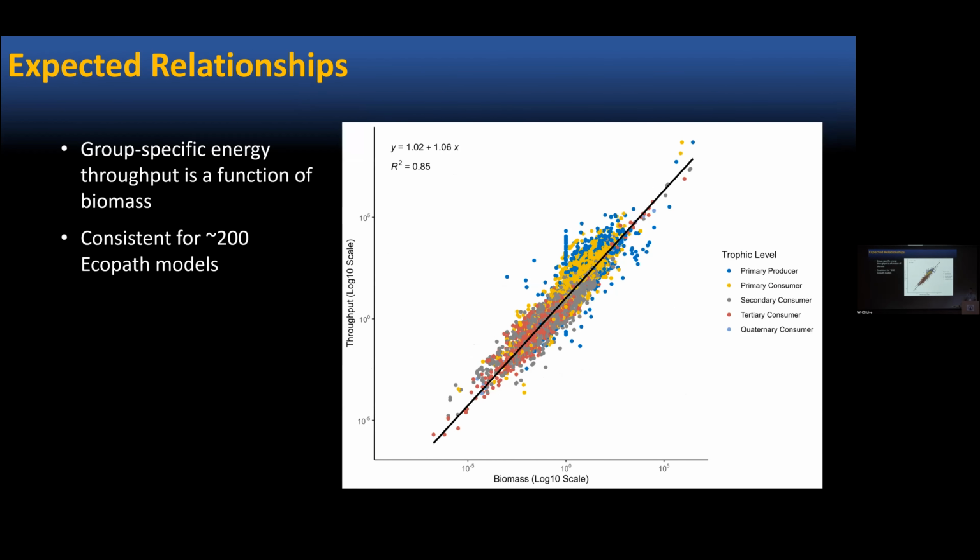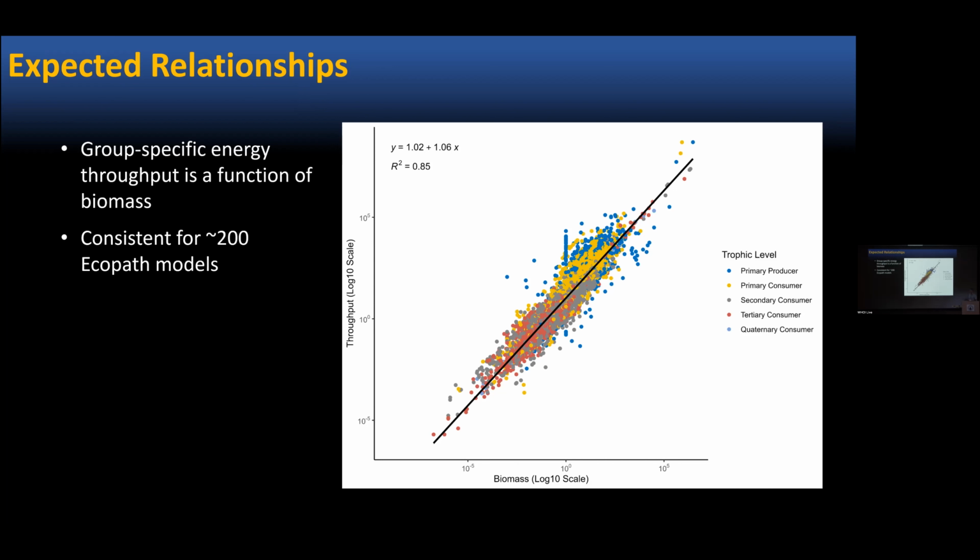Now, another advantage to having a food web is that there are general rules that a lot of ecosystems should be following. So I recently did a meta-analysis of approximately 200 different EcoPath models that are available in an online repository. Each point on this plot is a different functional group from each of those EcoPath models, and they're colored by a different trophic level grouping.